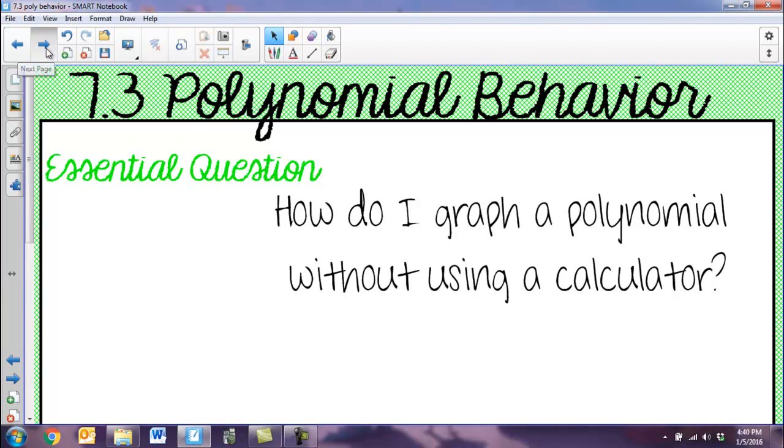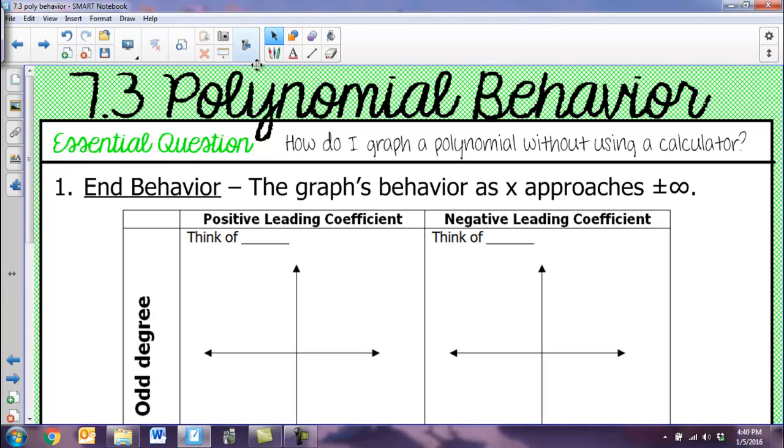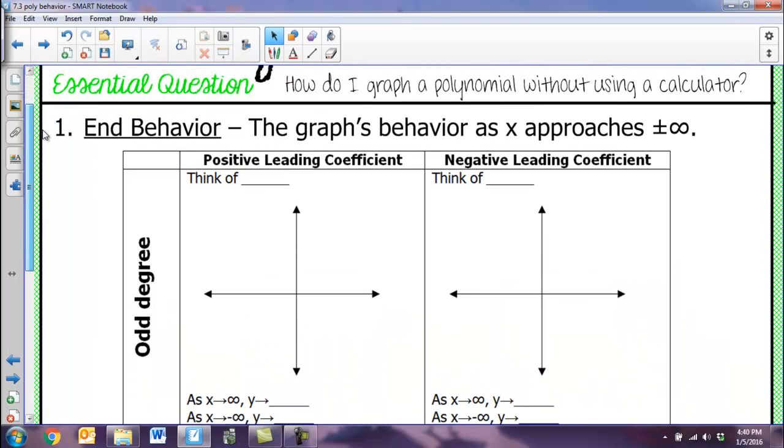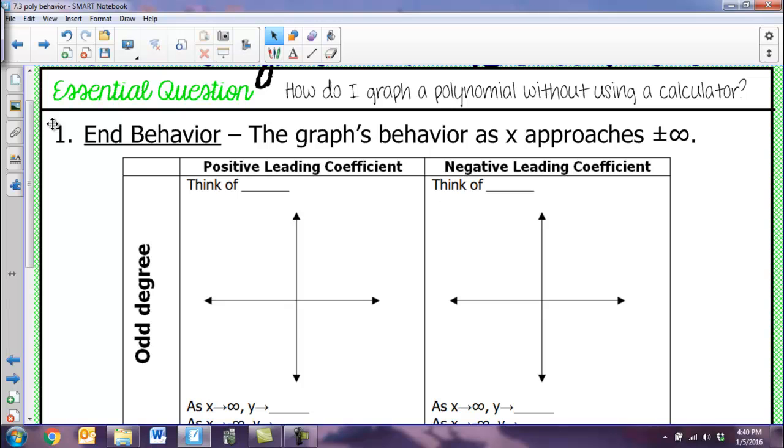Let's start. Again, we are on the note skeleton, and we're going to begin by talking about end behavior. The end behavior of a graph is just talking about what the graph is doing as x is going to either positive infinity or negative infinity. You might remember hearing this as horizontal asymptotes. What is the graph doing at the end? Is it going up? Is it going down as it goes a certain way? That's all we're talking about.